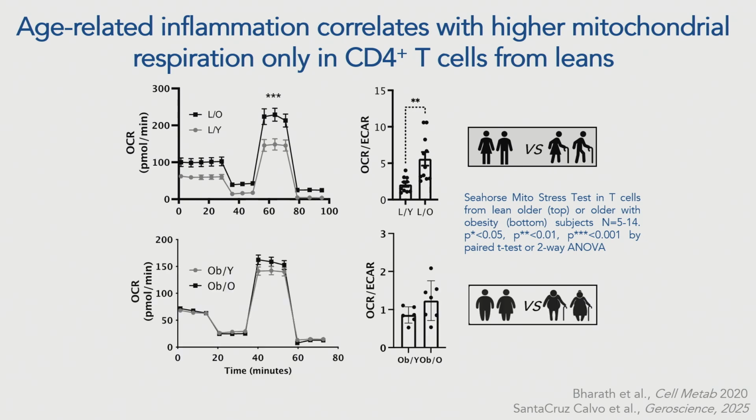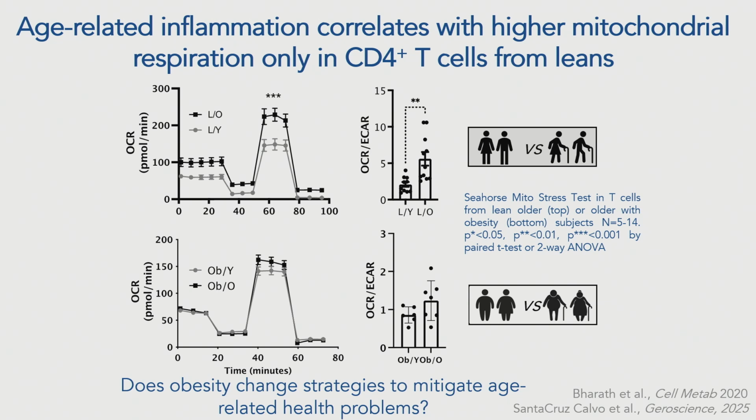If we did the same experiment in a more general American cohort, people with obesity, we see here really little, if any, difference in the mitochondrial bioenergetics comparing cells from older versus younger people with obesity. And in fact, this top mitochondrial respiration is really similar to what we see in the younger, lean people, telling us that inflammation correlates with higher mitochondrial respiration, but only in CD4 T cells from lean individuals.